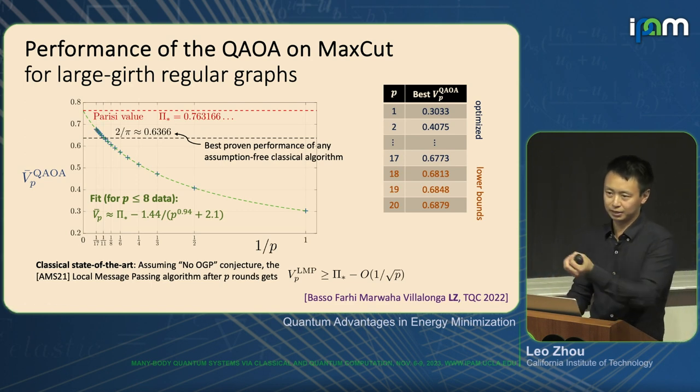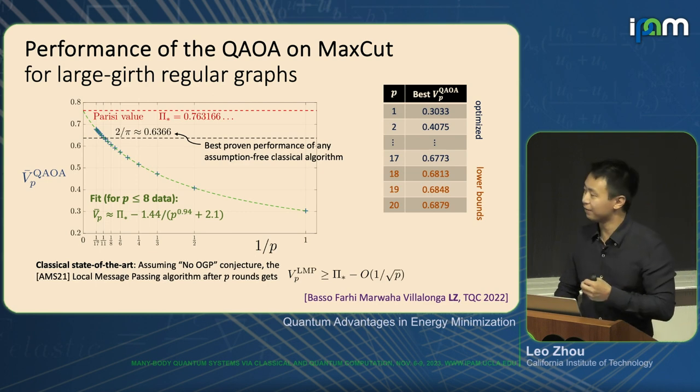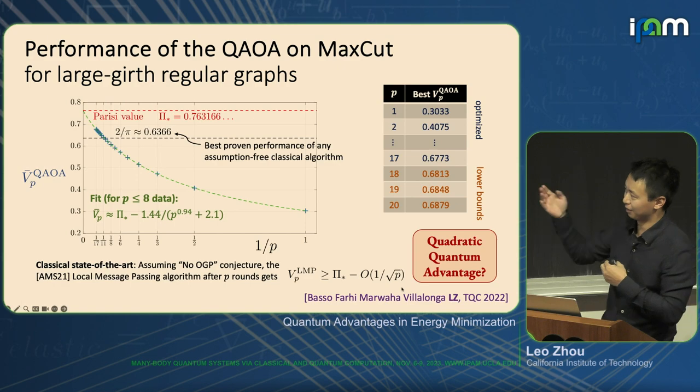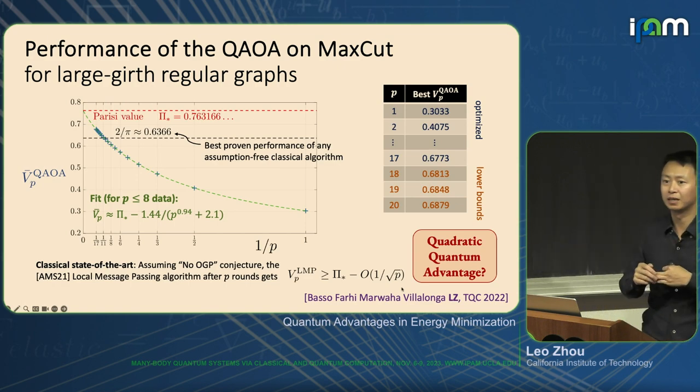So if you assume this error scaling from the fitted model is correct, then even against this state-of-the-art classical algorithm with this conjecture, you still get a quadratic speedup, because the error goes down like 1 over p instead of 1 over square root of p.